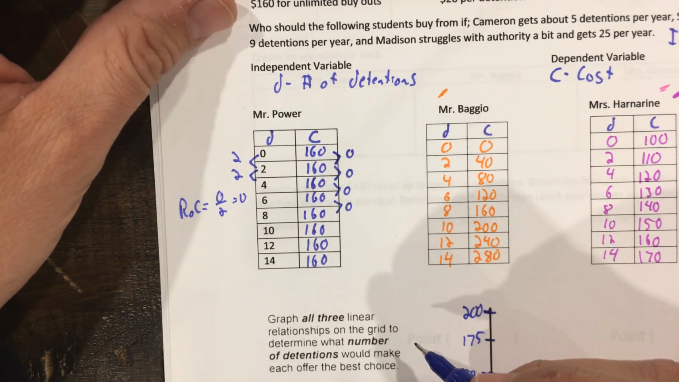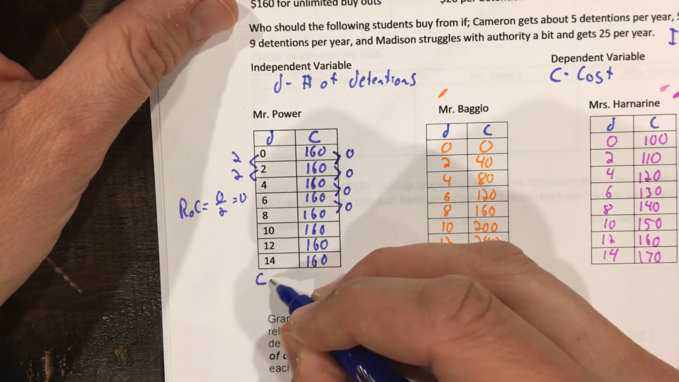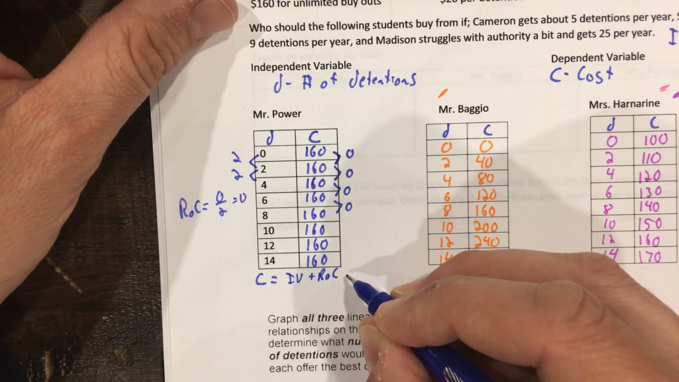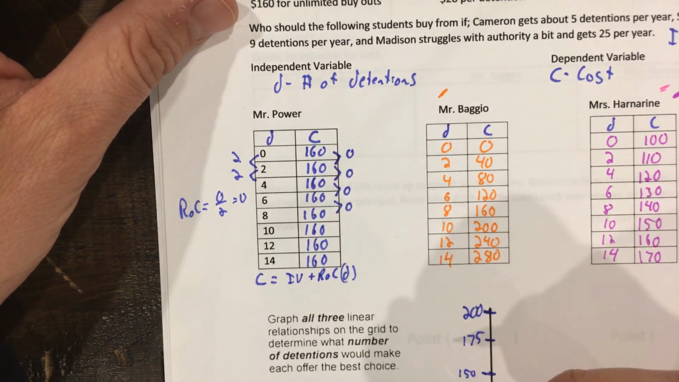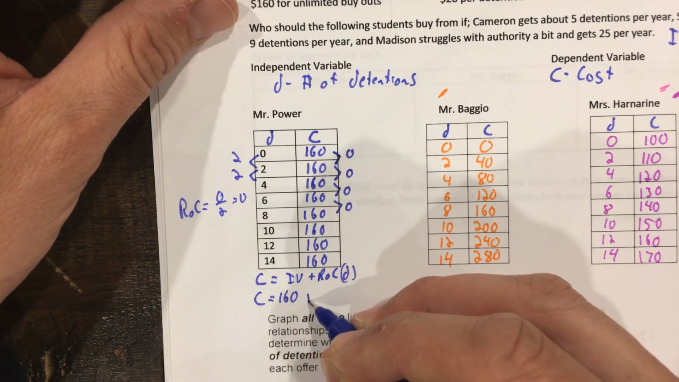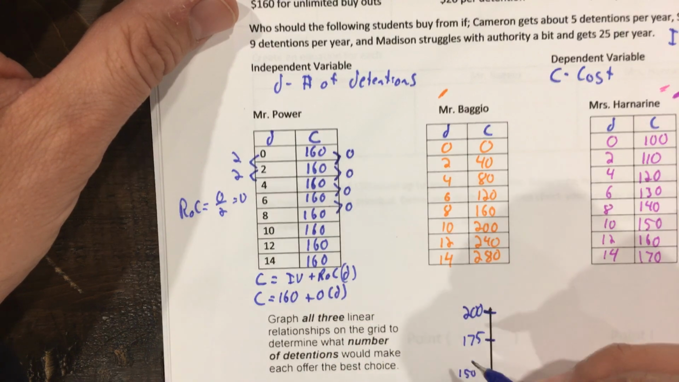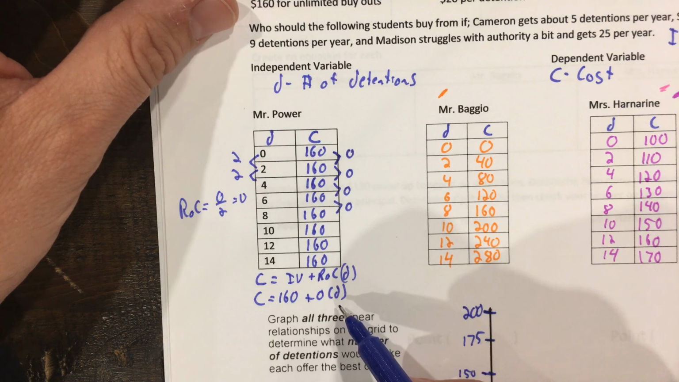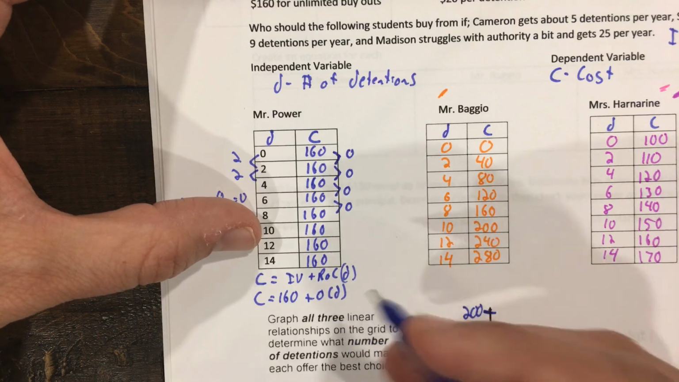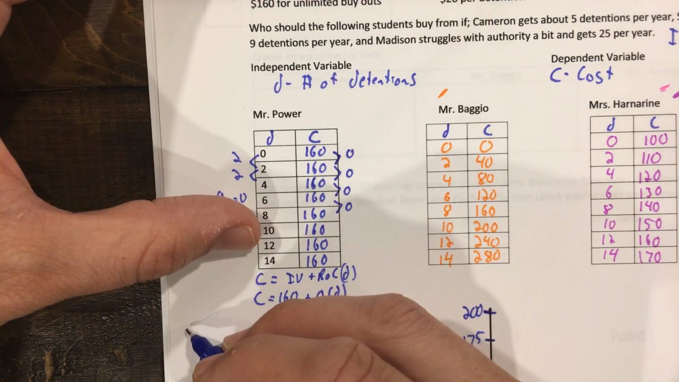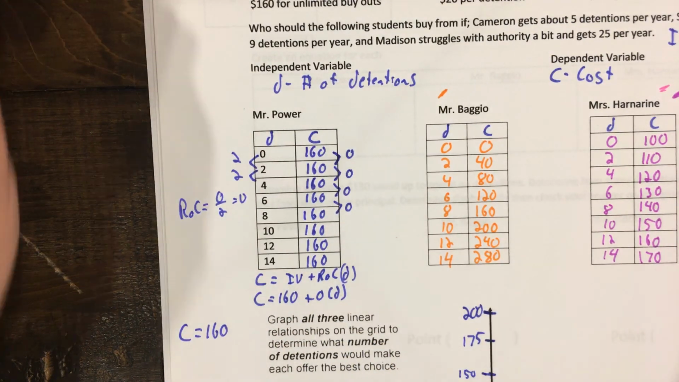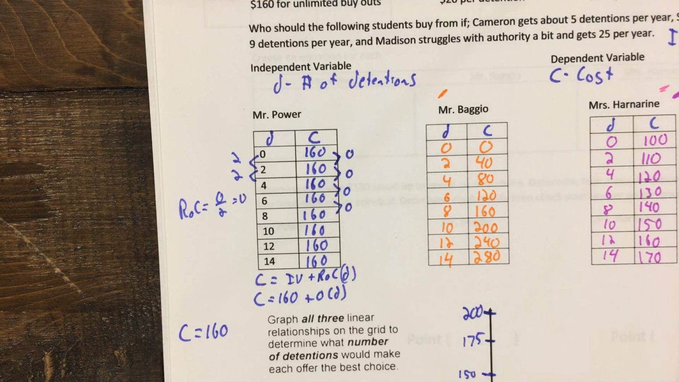So remember, in our equations, we have the cost is equal to the initial value plus the rate of change times our other variable. In this case, it would be a D. So Mr. Powers's cost is equal to $160 up front plus 0 times D. But whatever D is, if it's 2 detentions, 2 times 0 is 0. If it's 10 detentions, 10 times 0 is also 0. So Mr. Powers is actually a bit of a different equation. It's just going to be C equals 160. If you want to leave the 0 times D in there, that's fine. It's just not needed.